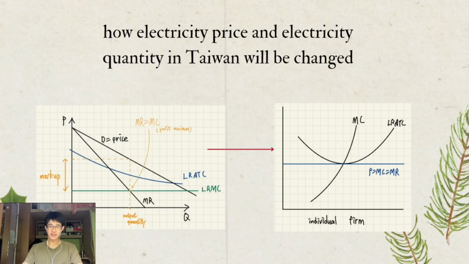The last question is how electricity price and electricity quantity in Taiwan will change if the electricity market moves from monopoly to perfect competition. I think the price will go down and the quantity will increase, because in a monopoly, the firm will charge as high as possible, so there will be a markup and a deadweight loss. But if we change to perfect competition, the price will be at the lowest point of long-run average total cost and there is no deadweight loss. But if other firms enter, it will increase the long-run average total cost curve. The price may be higher than before.